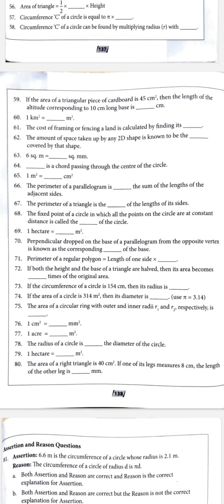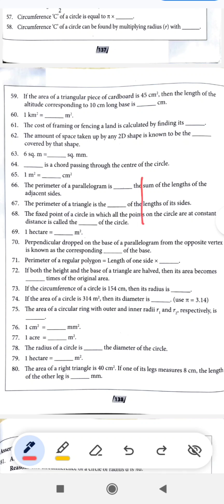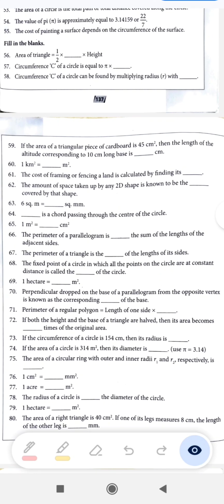So here the first question is: area of a triangle is equal to half into base into height. Now, circumference C of a circle is equal to pi into 2r, correct? Or pi into d, you can also write pi into d. D will be more correct. Next, circumference C of a circle can be found by multiplying radius r with 2 pi. Now question number 59.